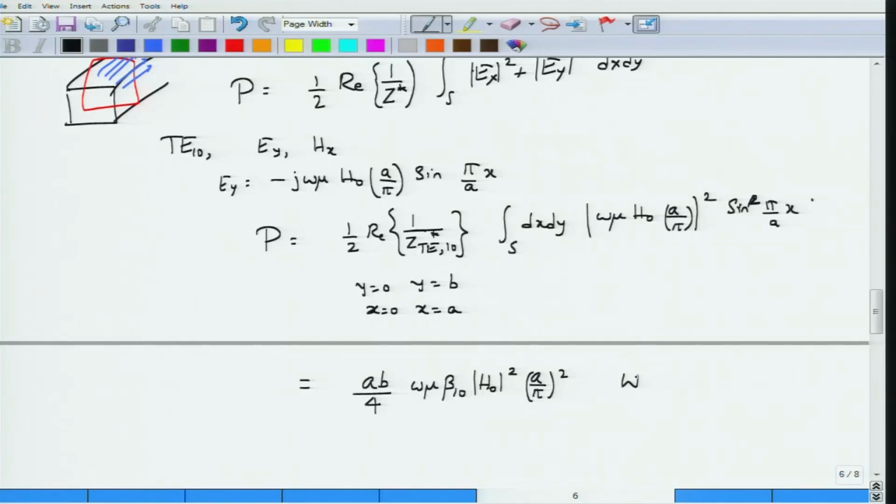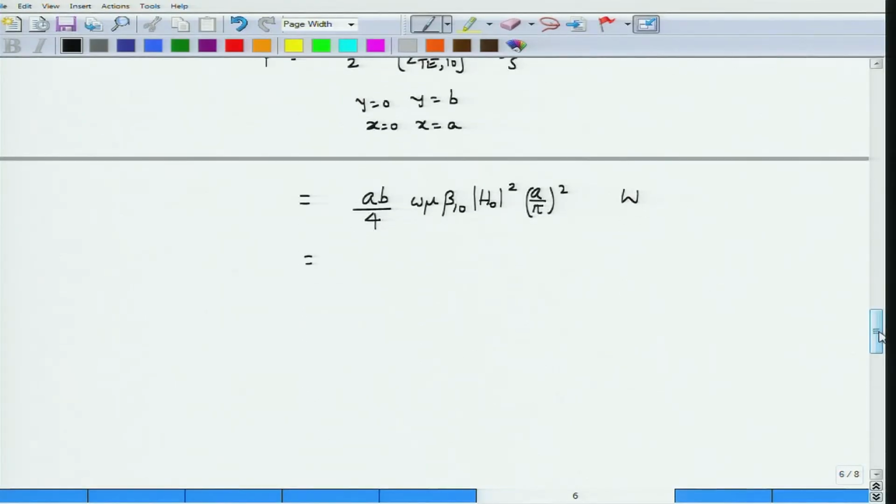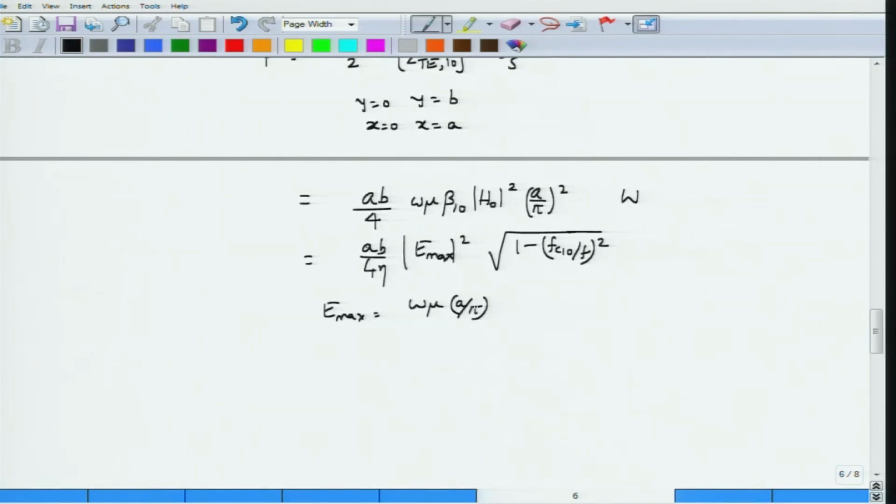In fact, because beta 10 can be related in terms of fc and f, you can rewrite this one in terms of the frequency as well. So you can write this as ab by 4 eta, E max whole square, okay, times square root of 1 minus fc10 by f whole square. What is E max here? E max corresponds to this amplitude, okay. E max is omega mu a by pi times H0.